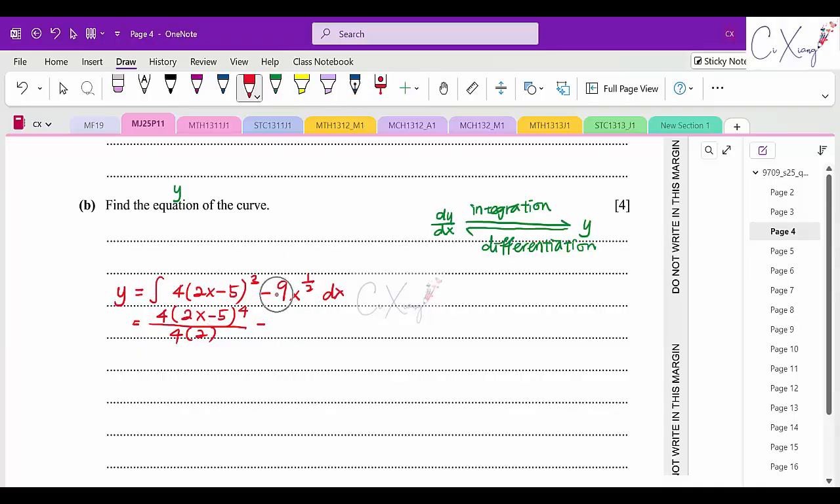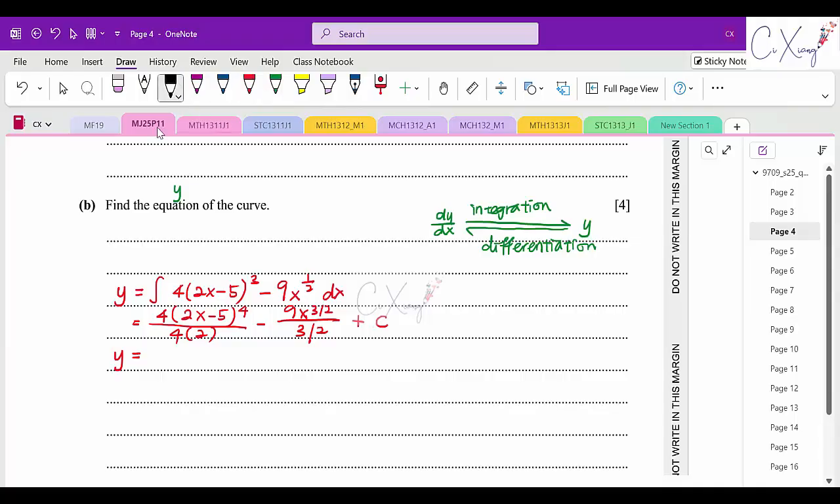Minus 9 is a constant also, I just copy. I focus on the integration for x power half. So x power half, the power you have to plus 1 becomes 3 over 2. Then divided by a new power 3 over 2. Alright, so we have successfully integrated both terms here. Then don't forget about the constant term at the back, which is a plus c, and we need to find the plus c later. Right. Next step, we try to simplify first before we get the value for the c.